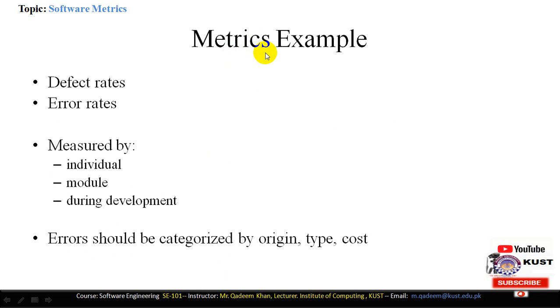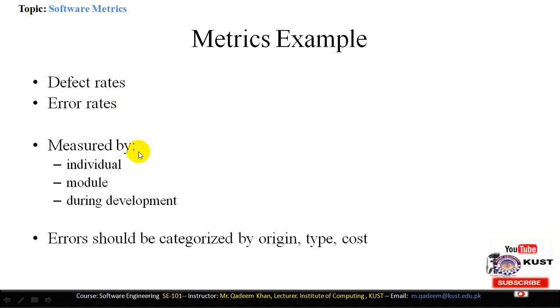Now, metrics examples. Here we will see different examples of the metrics. First one is called defect rates. Defect rates means the number of defects occurring while using the project by the customers. Also we have the error rates. Error rates means the errors that occur while using the projects by the customers. These are errors which are encountered while using the project.